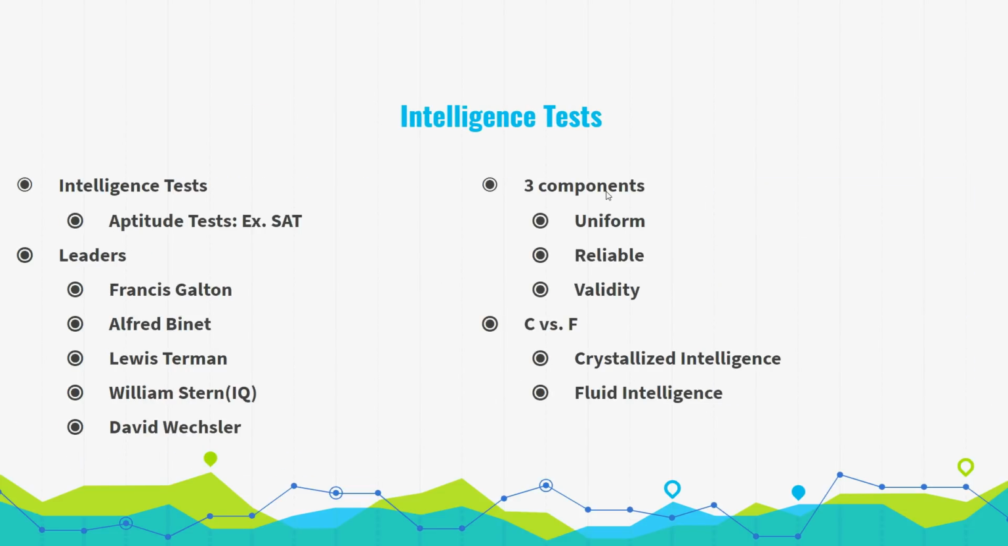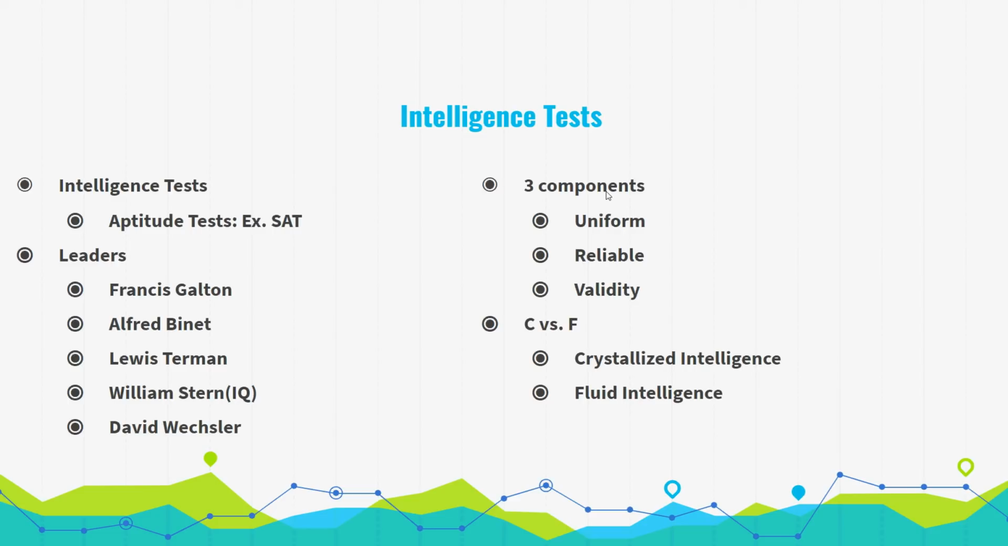Next, we're going to talk about intelligence tests. Now, intelligence tests are like aptitude tests, for example, the SAT. Now, there are different leaders in the field of intelligence testing. First, we have Francis Galton, who is a cousin of Charles Darwin and believer that intelligence traits were passed down through genes. Then we have Alfred Binet, who created a concept of mental age, meaning that you could be whatever age you are, but your mental age could be different.